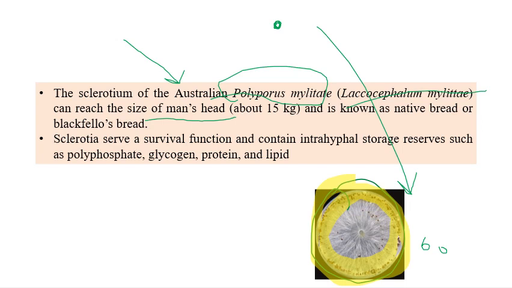But some sclerotia, like Polyporus mylittae, now Laccocephalum mylittae, can reach the size of a human head, about 15 kilograms. It is also known as native bread or blackfellow's bread. As I said, sclerotia can survive during unfavorable time because glycogen, proteins or lipids can be stored inside, which helps long-term survival. So this is generally about sclerotia.